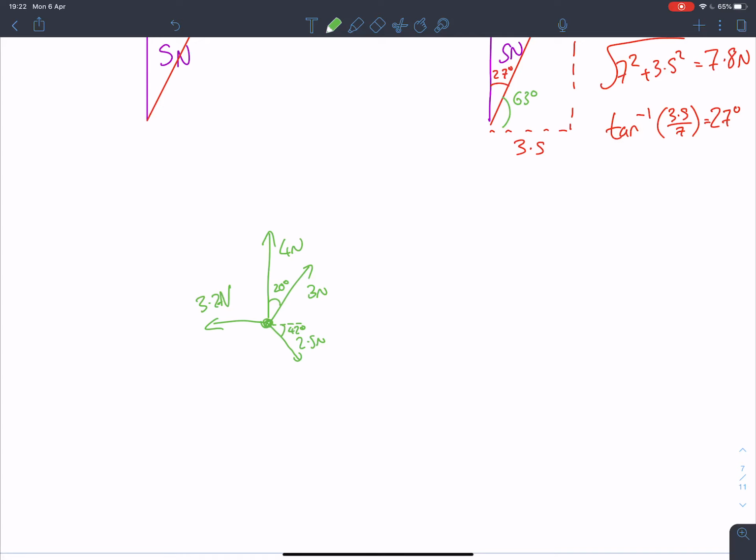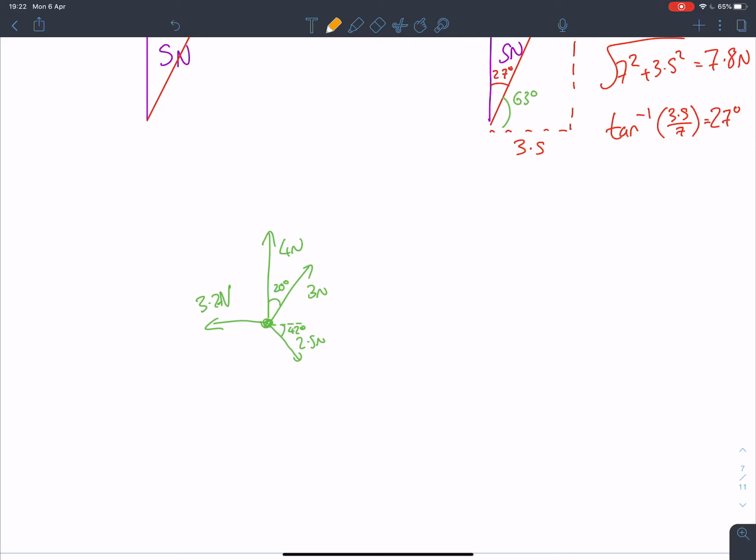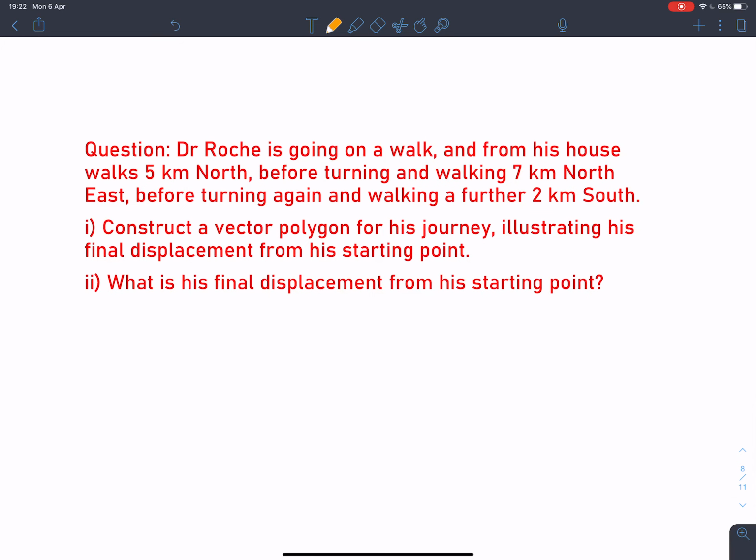Okay, so looking at these forces, I've got these 4 different forces acting on the object. I would need to split this vector and this vector into its horizontal and vertical components in order that I can draw a vector polygon to work out what my resultant will be. So that's how I would tackle it if I had lots of different vectors all in different orientations.